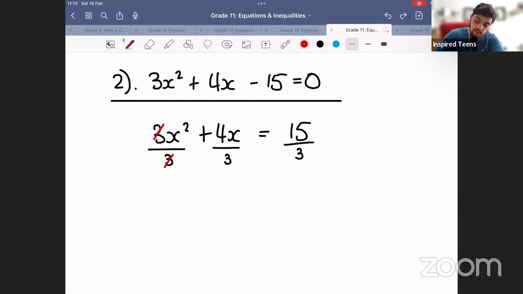Let's just leave that. We'll just do the math. So x squared, you always want to have your coefficient of a as 1. That's why you're dividing everything by 3. 4 over 3x is equal to 5.